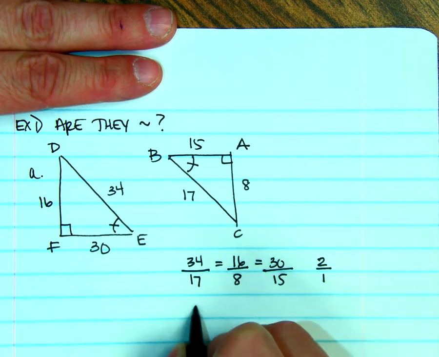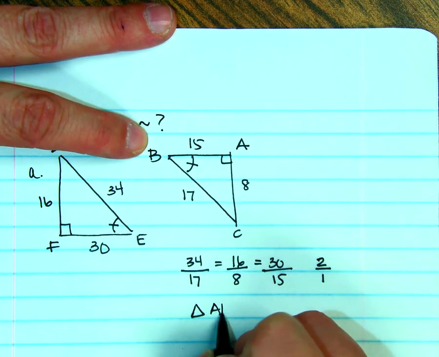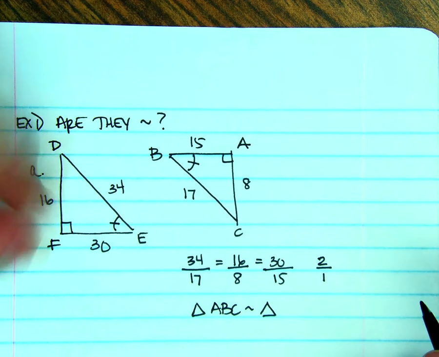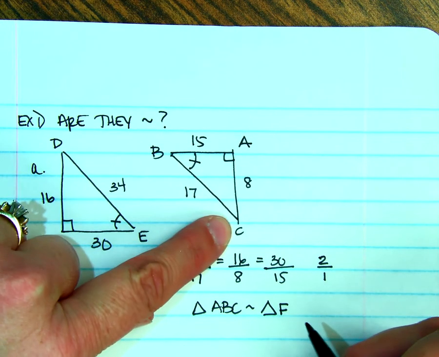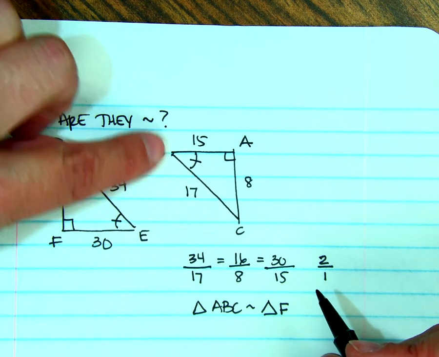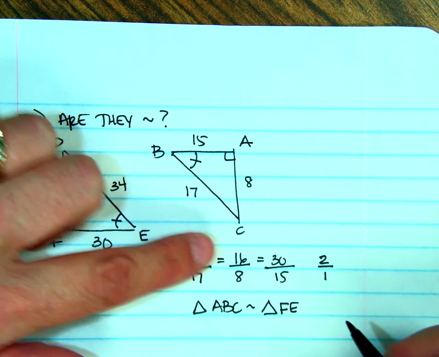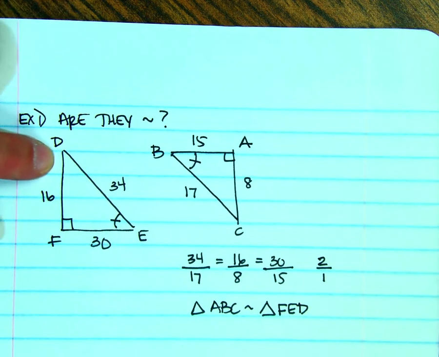So I could say that triangle, I'm just going to use ABC, is similar to triangle. A is the same as the F. B has the 1 tick, and E has the 1 tick, and then C has nothing, and this D has nothing. So there's our similarity statement.